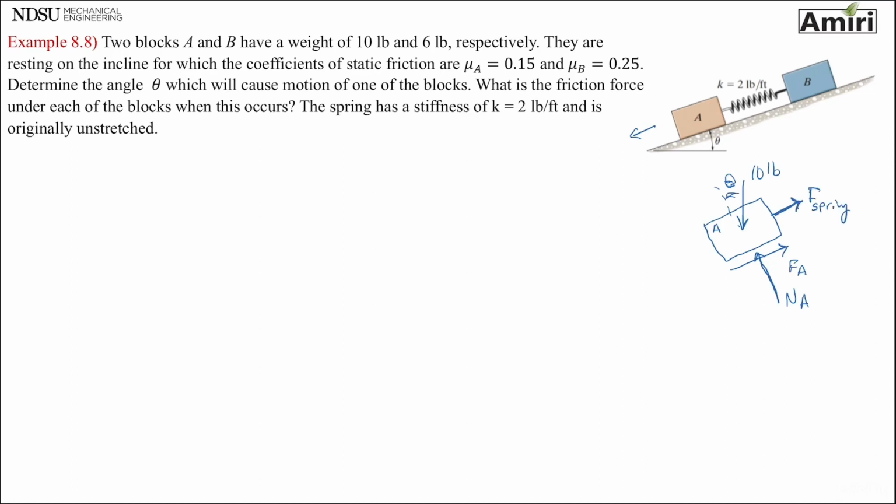Okay. Block B is like this one, has normal force B. If it starts going down, same way, motion being down, friction of B is going to go up the ramp. It has a weight of 6 pounds, and it is attached to force of a spring. All right, that's our free body diagram.